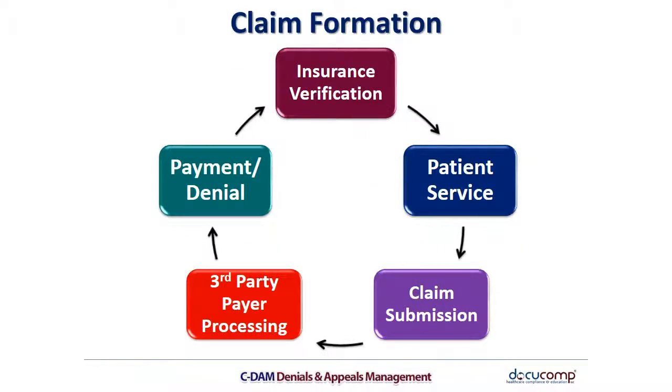Claim formation begins at the time the patient's insurance is verified and we receive authorization for a service to be provided. Once that occurs, the patient can receive the service, and then the claim can be submitted for payment to a third-party payer. Once the third-party payer receives the claim, they will either pay the claim or deny the claim and provide that information and feedback to the entity, at which point a payment will be posted or the denials and appeals management process will begin.